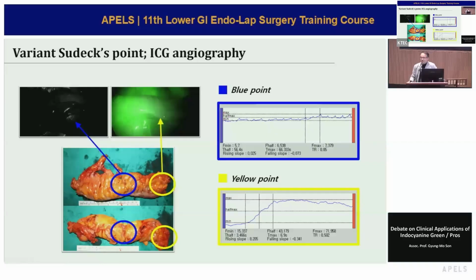So I move to the proximal side, and I can choose the good perfusion area, and this patient had no anastomotic complications. This graph pattern shows very slow increasing, but the good point shows very fast increasing of fluorescence intensity.